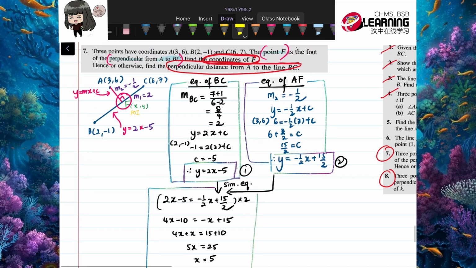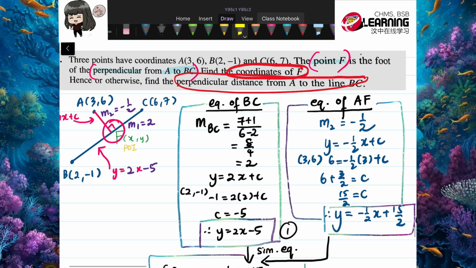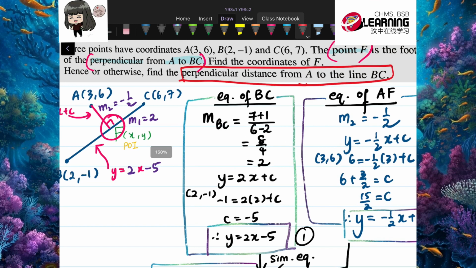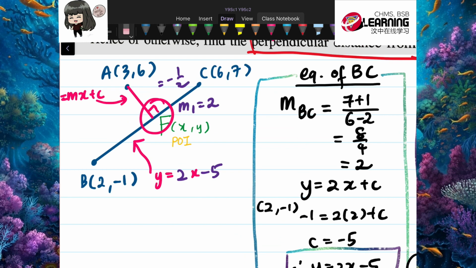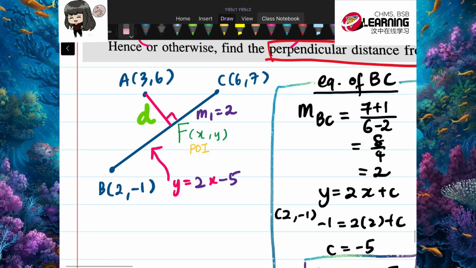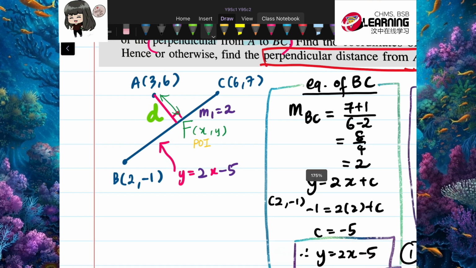Next, there's another question here. Hence or otherwise, find the perpendicular distance from A to the line BC. From A to the line BC means you are looking for this distance, which I put as d. We need to find this distance.